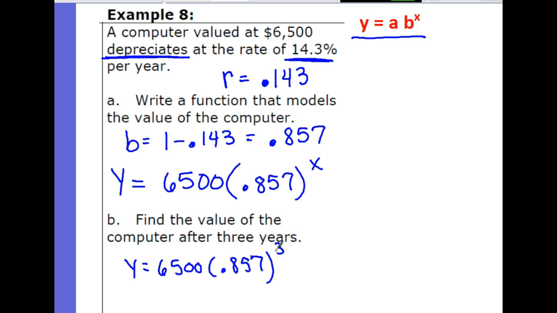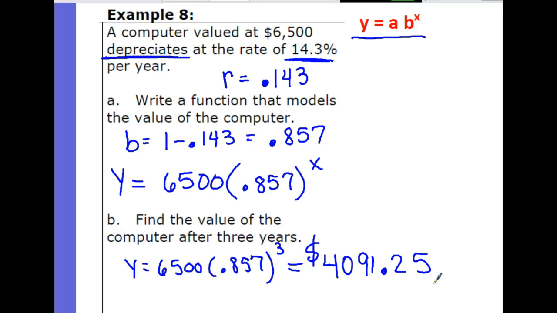So, 6500 times 0.857 raised to the third power. Now, how did I know where to round this off? It didn't say anything about where to round this off. But what is this? It says money. And money has 2 decimal places. And so after 3 years, that computer would be worth just a little bit more than $4,000.